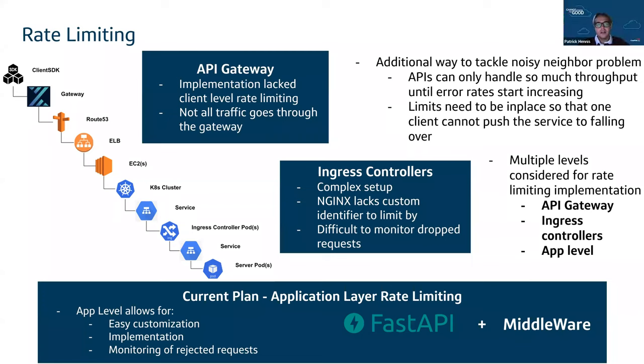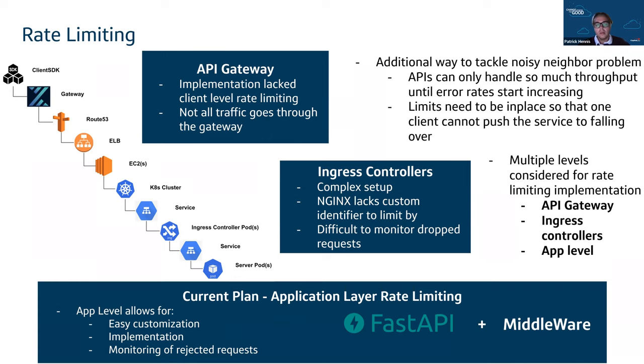Thanks, Christian. In order to reduce the impact one user can have on the overall system, implementing rate limiting per client on our API is an important step we can take. The goal is to put limits in place so one client cannot push the service over and cause outages for all other users of the platform, or cause our response times to fall beneath what is defined in our SLA.